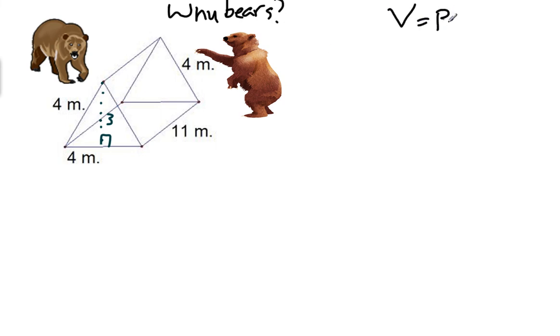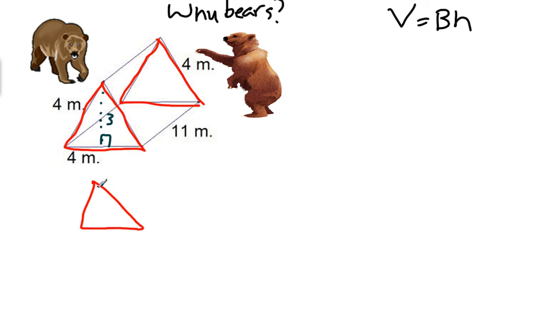Volume, still area of the base times the height. Our base is still going to be, if we look at it, this shape is made up. We have 1, 2, 3 rectangles and 2 triangles. These 2 triangles happen to be the same size, and they are parallel to each other. So guess what? They get to be the bases. So I probably don't need to draw this one out, but I'm going to do it anyway. Here's my triangle.